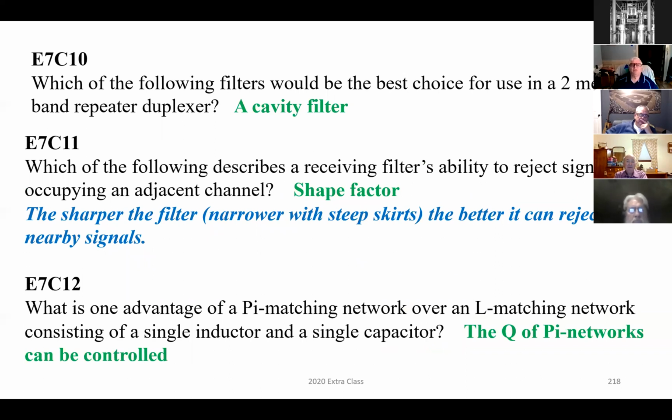Alrighty, which of the following filters would be the best choice for use in a 2-meter band repeater duplexer? That's what they call a cavity filter. Okay, which of the following describes a receiving filter's ability to reject signals occupying an adjacent channel? That would be a shape factor. The sharper the filter, narrower with steep skirts, the better it can reject nearby signals.